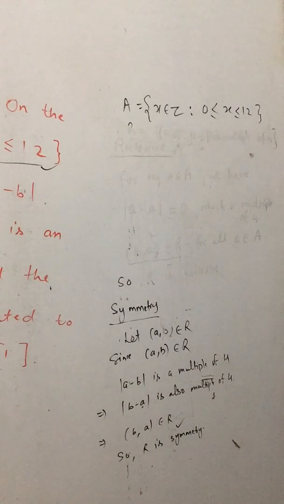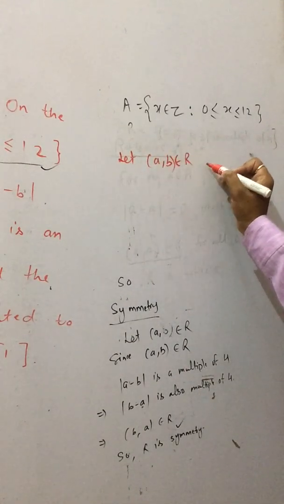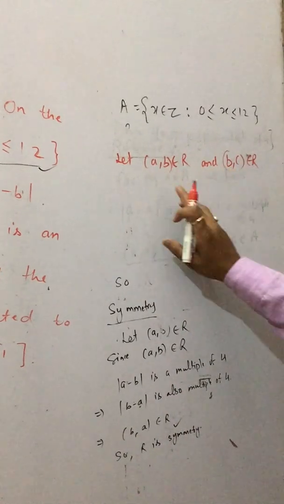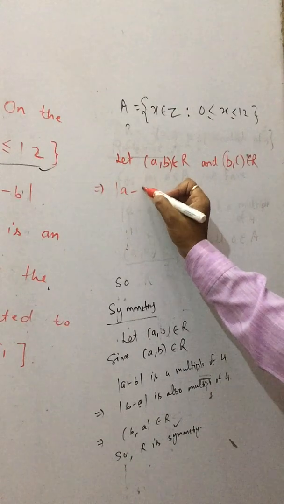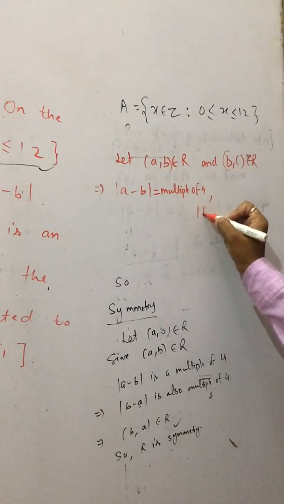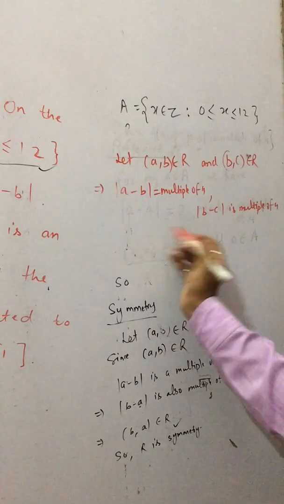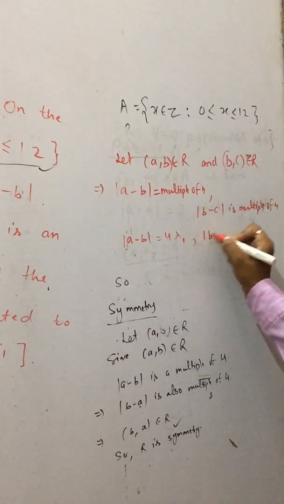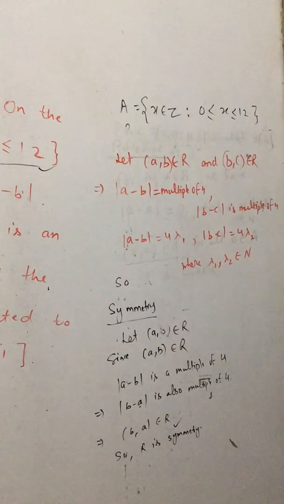In order to prove transitivity, you first assume that AB belongs to R and BC belongs to R, and you have to prove that AC also belongs to R. So what is AB? It is |A minus B|, which is a multiple of 4, and BC, |B minus C|, is also a multiple of 4. So you can assume A minus B equal to 4 lambda 1, and B minus C equal to 4 lambda 2, where lambda 1 and lambda 2 belong to natural numbers.